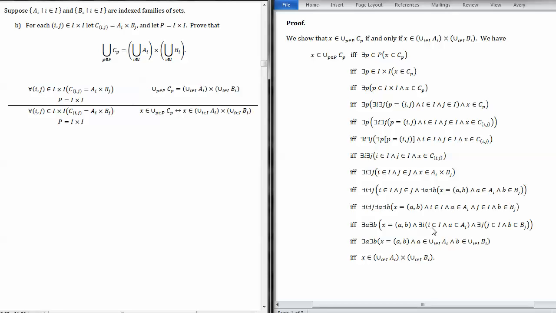There exists i such that a is in A sub i. That's the definition of a being in the union of the A sub i. And similarly, this here is the definition of b being in the union of the B sub j. And we are done because this statement is exactly what it means for x to be in this Cartesian product, right? We have that x is an ordered pair where the first coordinate is from this union and the second coordinate is from that union.